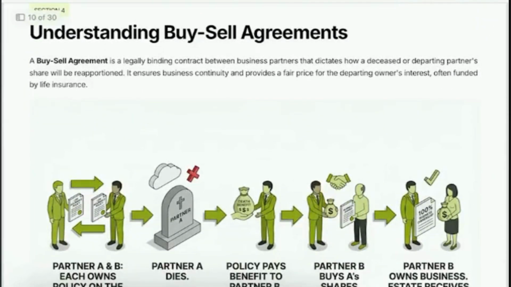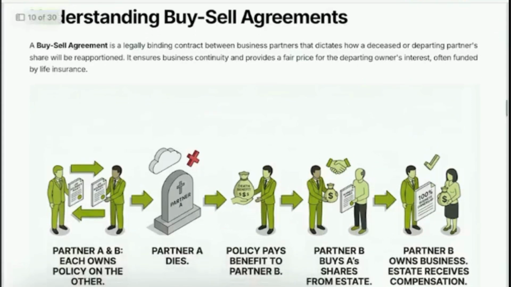All right. So, buy sell agreement: a legally binding contract between business partners that dictates how a deceased or departing partner's share will be reapportioned. It ensures business continuity and provides a fair price for the departing owner's interest, often funded by life insurance. You'll see that a lot. Which type of life policy is used in business for business continuity? It's going to be a buy sell agreement.